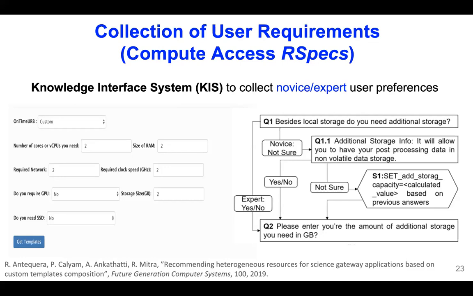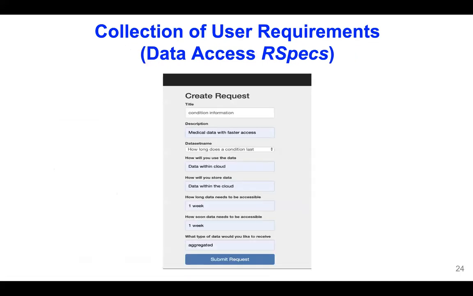And we have sort of a chatbot, or actually can even do a conversation dialogue to profile users. So we've done different kinds of experiments, but the idea is to have a knowledge interface system so we can understand the user preferences and know, is it from an expert or a novice user. And here's a similar kind of interface for collecting the requirements for the honest broker application.